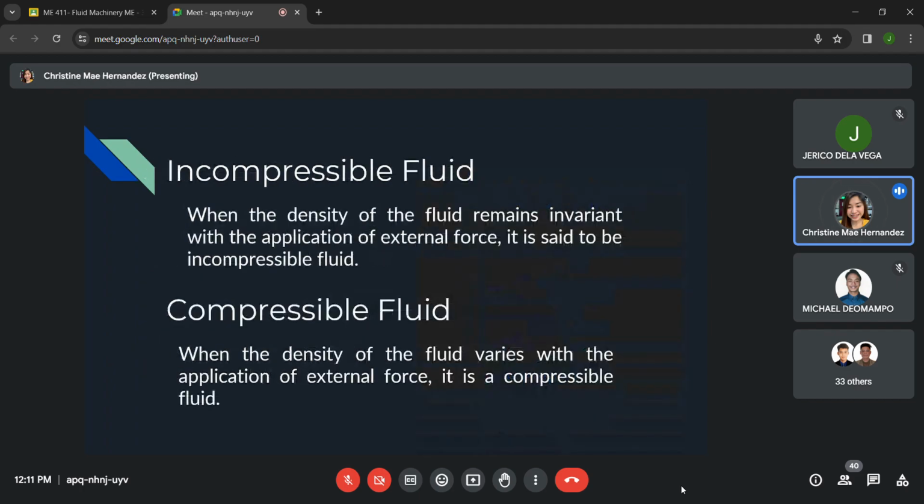Next, last two, incompressible fluid. When the density of the fluid remains invariant with the application of external force, it is said to be incompressible fluid. While compressible fluid, when the density of the fluid varies with the application of external force, it is a compressible fluid. Coming from the word itself, incompressible and compressible, hindi daw siya makakompress kasi invariant siya with the application of external force.